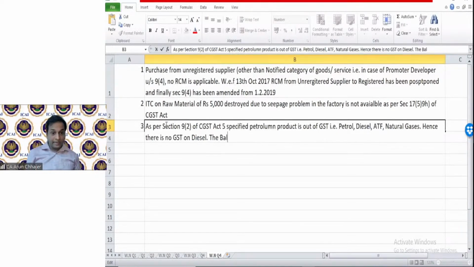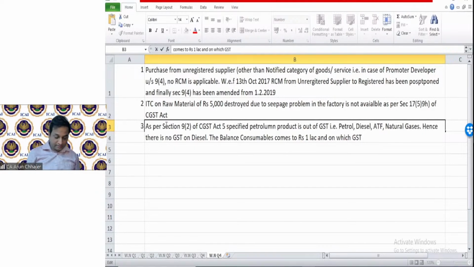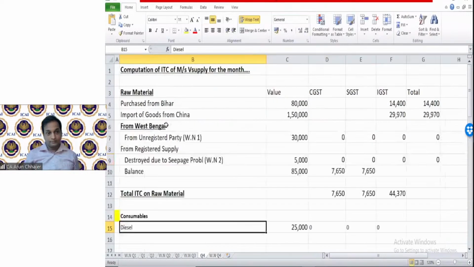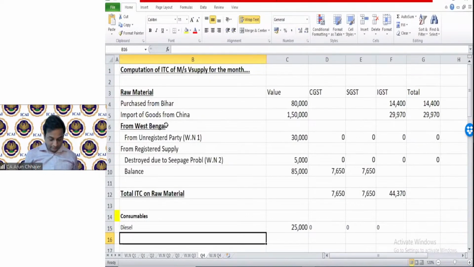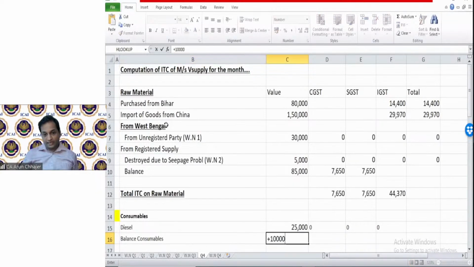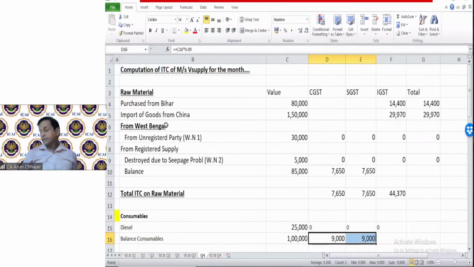The balance consumable comes to rupees 1 lakh, and on which GST is 9,000 CGST and 9,000 SGST. Diesel and then balance consumables. So I can say 1 lakh. And what would be the GST? 9,000, 9,000.